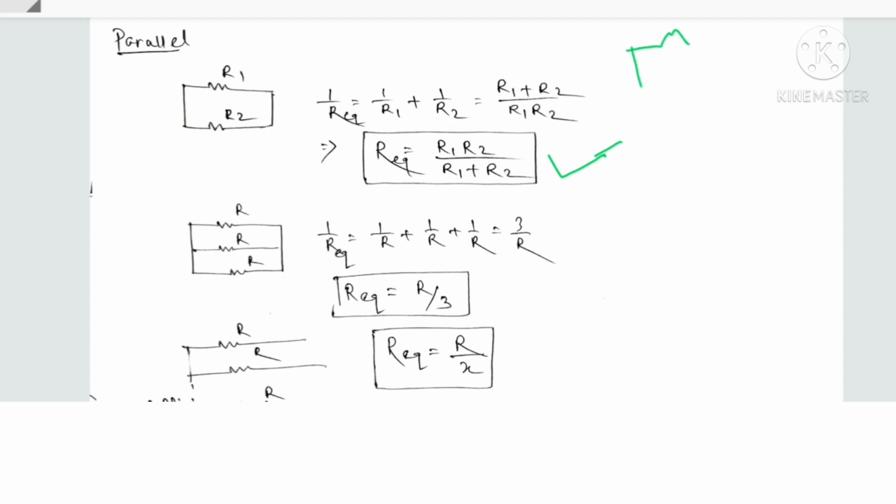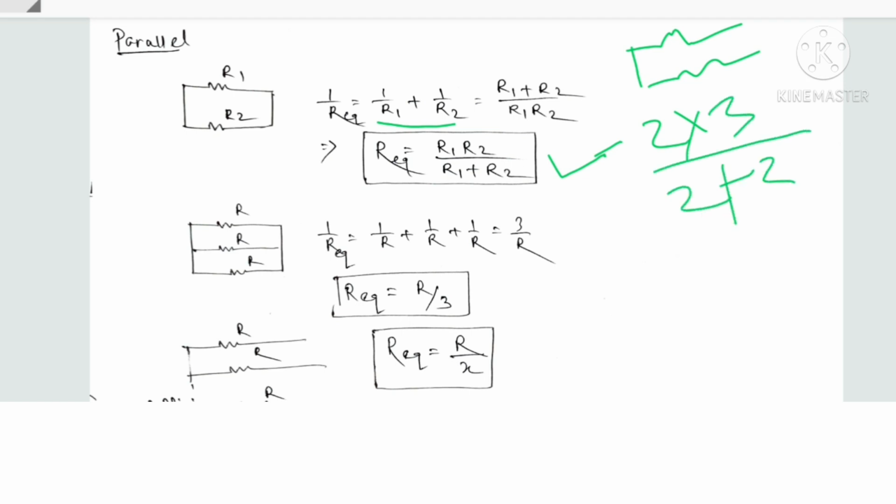For example, suppose two resistors 2 ohm and 3 ohm are connected in parallel. So instead of doing 1 by 2 plus 1 by 3, you can simply use R1 R2, that is 2 into 3, divided by R1 plus R2, 2 plus 3. You will get the R equivalent.